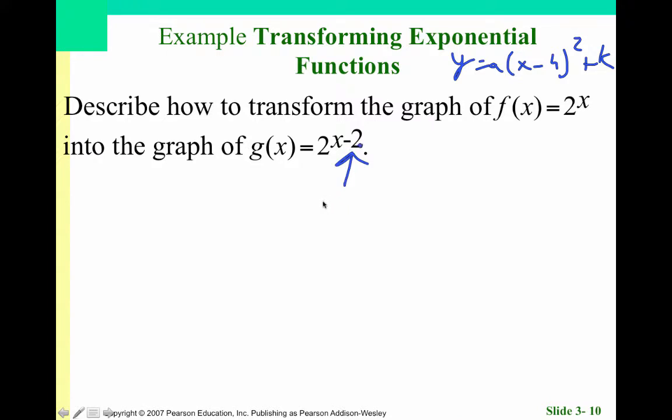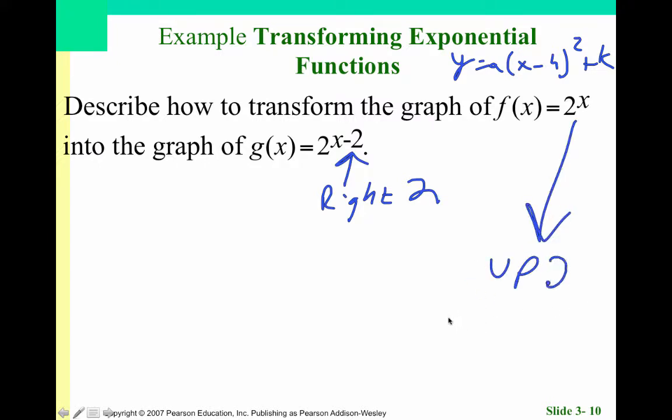This is going to be to the right 2 units. Okay, if I wanted to go up 2 units, it would be f of x equals 2 to the x, and then the whole thing plus 2. So if you added to the whole function, it's up and down. If you add or subtract just to the x value, it'll be left or right.